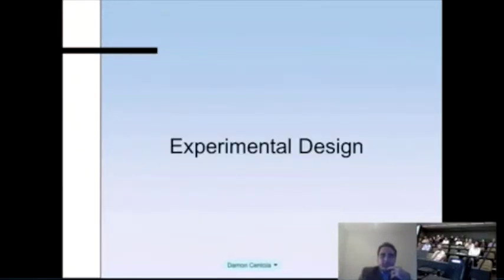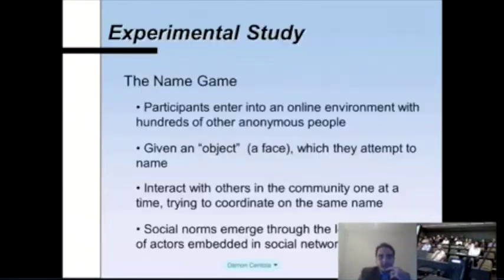So the experimental design is based squarely on the name game. We're using that kind of formal approach of thinking about dyadic interactions on coherent naming conventions as our empirical domain, or our template, about social conventions more generally.